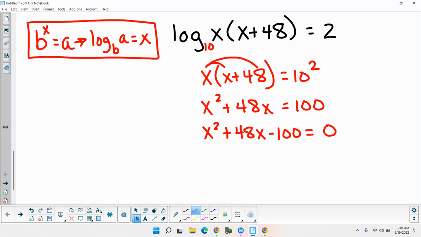2 and 50, right? X minus 2 and x plus 50 is how that would factor. Negative 2 times positive 50 is negative 100. And negative 2 plus positive 50, or just plus 50, is positive 48, right? So what are my two answers? 2 and negative 50.